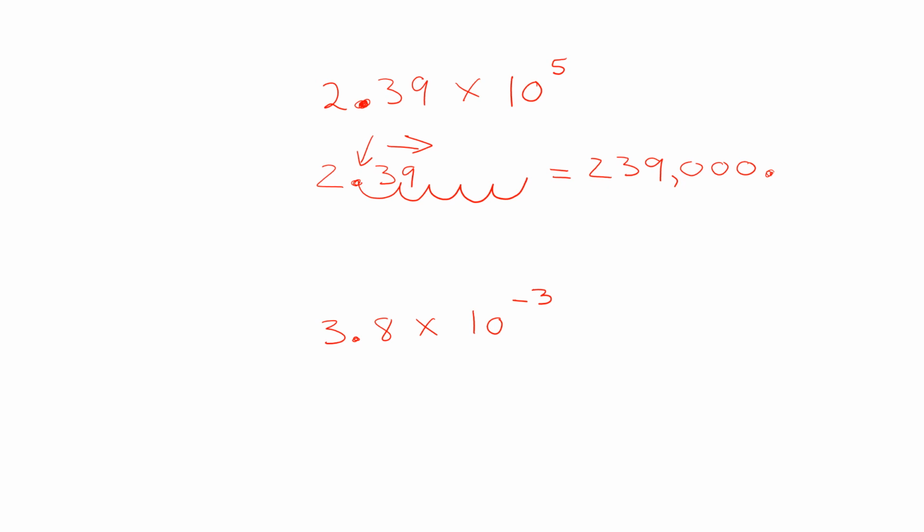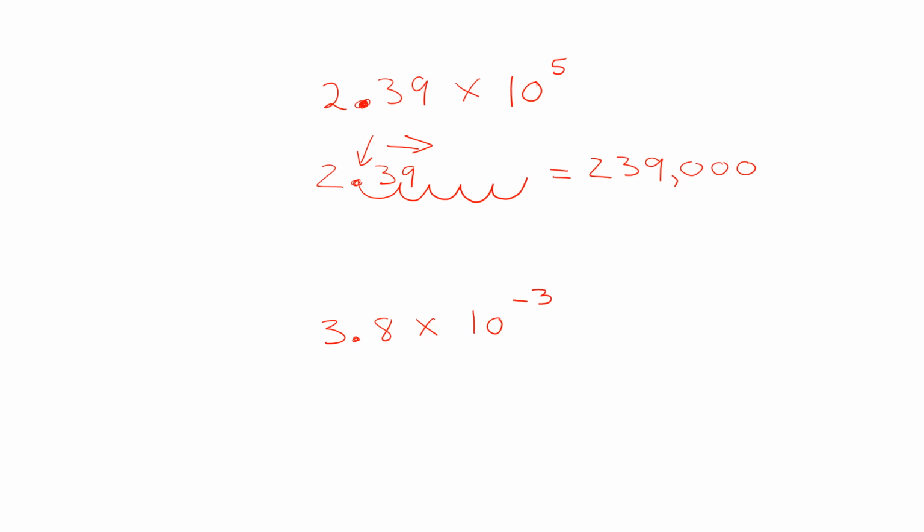And of course, from here, if we want to make it in standard form, we do the same thing. So remember, we move 1, 2, 3, 4, 5. And you see we would end up with 2.39 multiplied by 10 to the power of 5. So that's just by the way. So you need to know that.